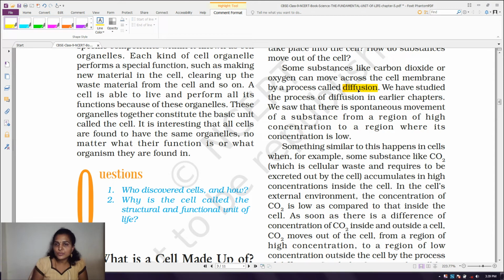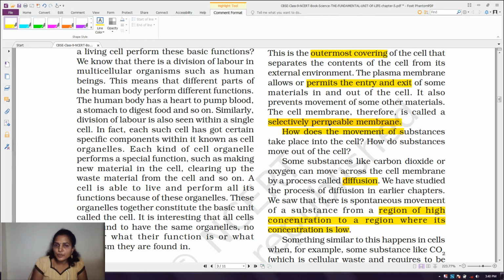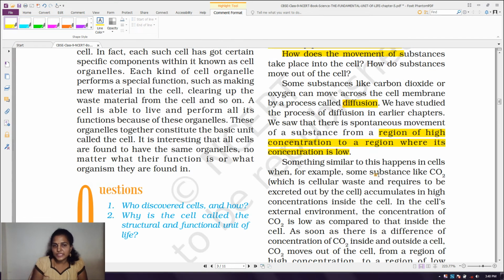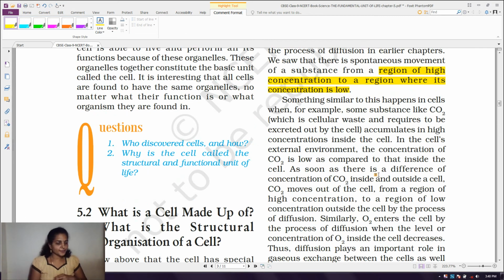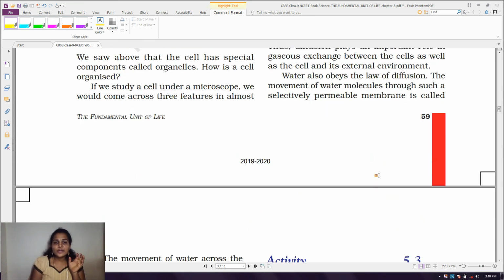So what is diffusion? The movement of molecules from region of higher concentration to region of lower concentration. Okay, so region of higher concentration to region of lower concentration. So this process we are calling as diffusion. By means of this diffusion, what is happening? The gaseous exchange is happening through this semi-permeable or selectively permeable membrane, that is nothing but the plasma membrane. Is it clear?